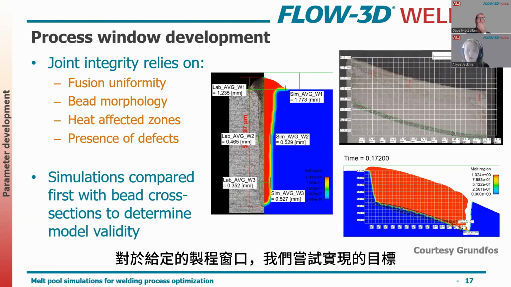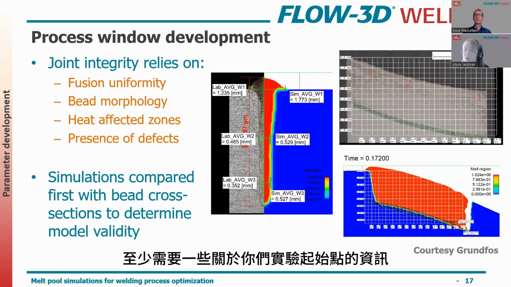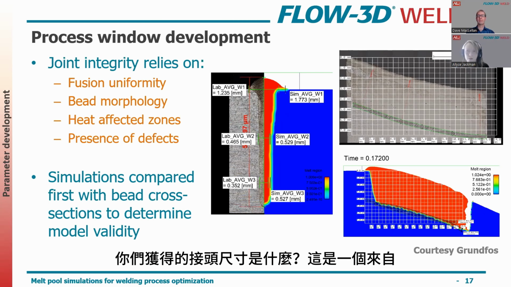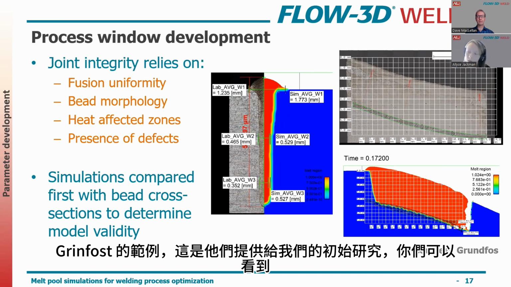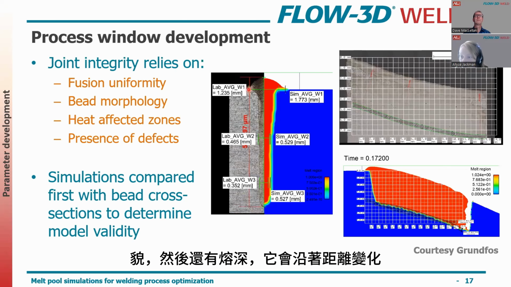So the workflow that we take from a simulation standpoint, and you see this in almost all these studies, is that you start off with a validation of known parameters. So you do need to have some information, at least a starting point of where your experiments deliver, what kind of joint dimensions you are getting. This is an example from Grundfos, the initial part of the study that they provided us, where you can see the validation is quite good. So we are capturing that bump formation, which is your bead morphology.